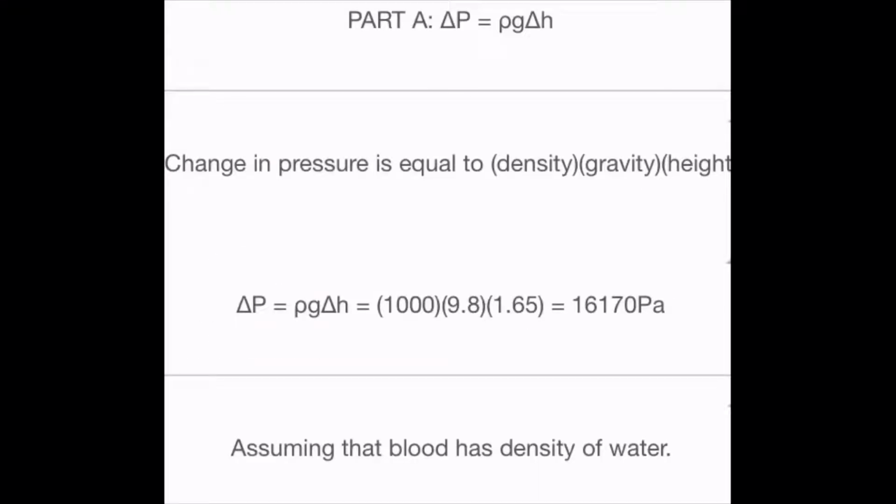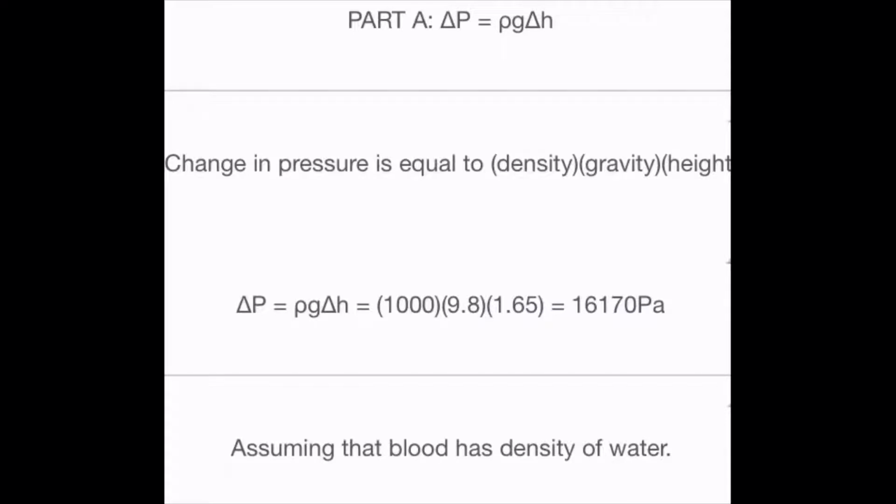For part A, we know that the change in pressure is equal to density times gravity times height. With this, we can get the change of pressure at the head and at the feet. Knowing that our height is 1.65 meters, however, we are not given the density of the blood. So, we'll just assume that the blood has the same density as water, which is 1000 kilograms per meter cubed, and our gravity would just be 9.8 meters per second squared.